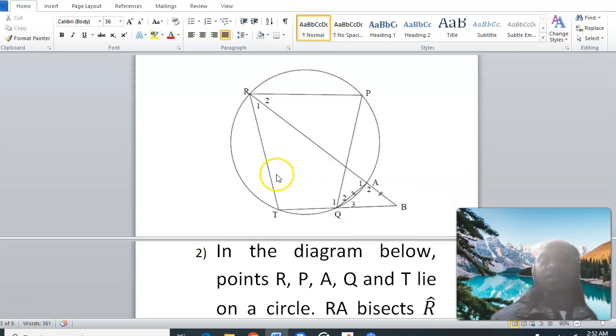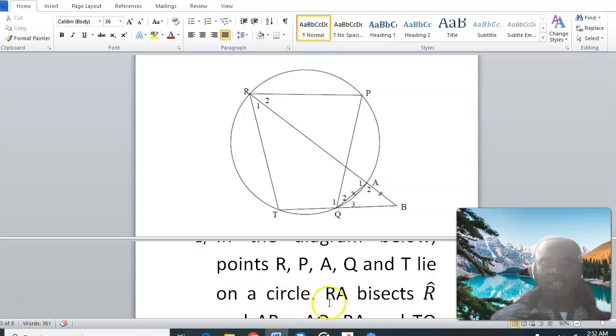Okay, this is the circle we are talking about. Points R, P, A, Q, and T lie on the circle.